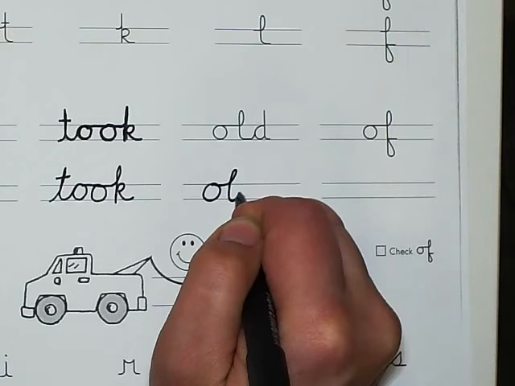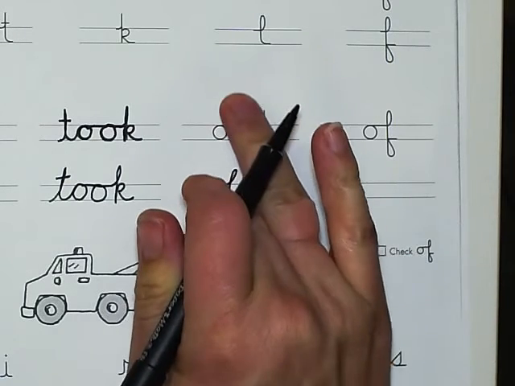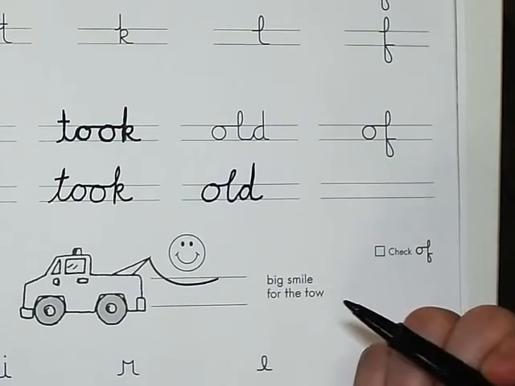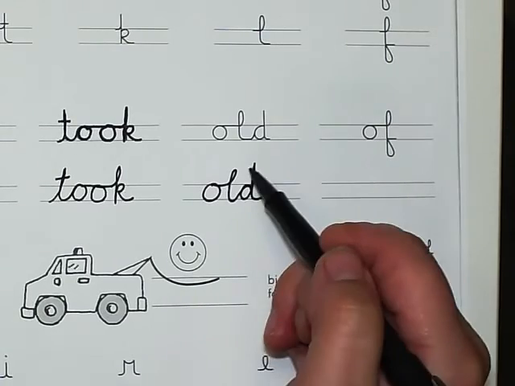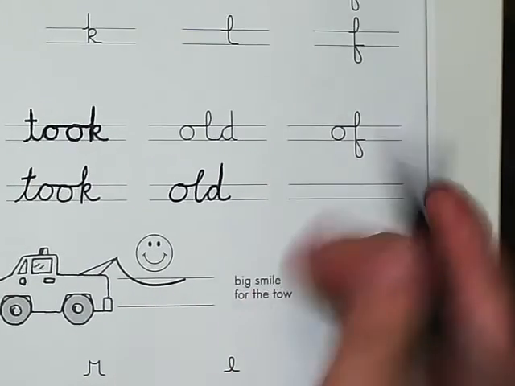Old. O, L, D. So you can see the L just goes straight off from the top of the L instead of starting at the bottom. We just crank that up so we could toe it away.